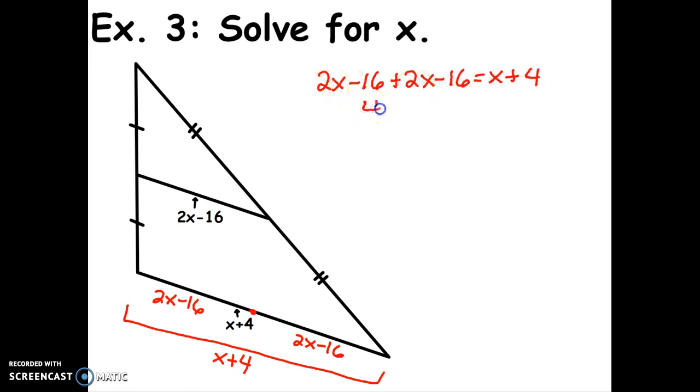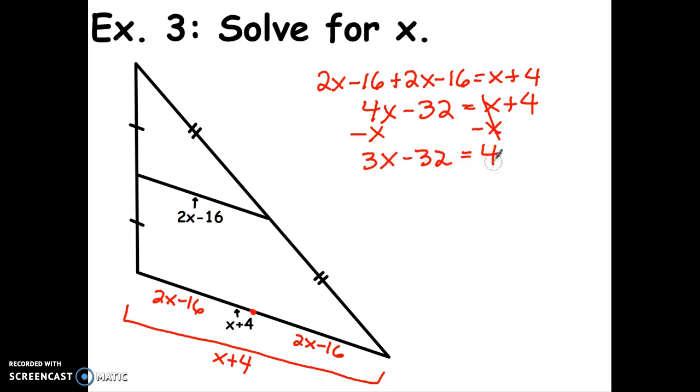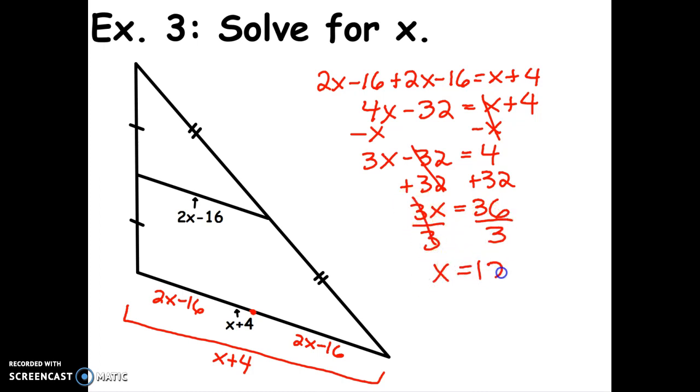2x and 2x gives us 4x. Negative 16 and negative 16 gives us negative 32, equals x plus 4. Subtract x on both sides, and we're left with 3x minus 32 equals 4. Add 32 on both sides. 3x equals 36. Divide 3 on both sides, and x equals 12.